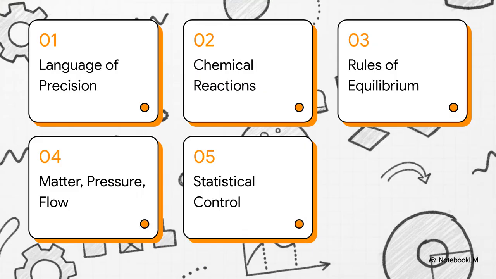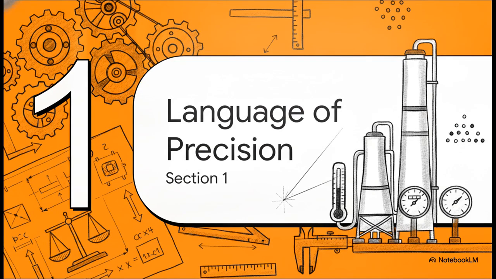Here is our agenda for today. We're going to start with the language of precision, then move into decoding chemical reactions. After that, we'll explore the rules of equilibrium, look at matter, pressure, and flow, and finally wrap the whole thing up with statistical process control. All right, kicking things off with Section 1, the language of precision.